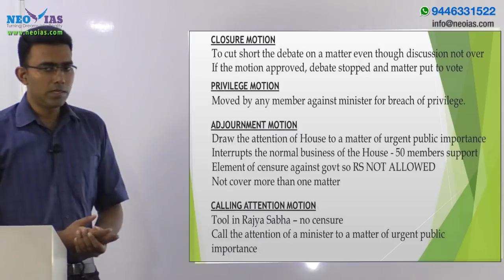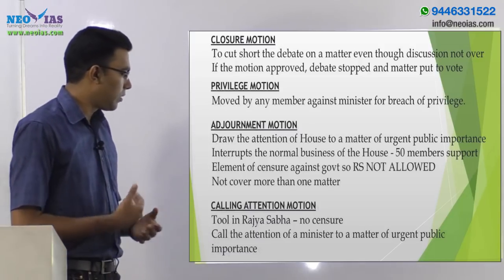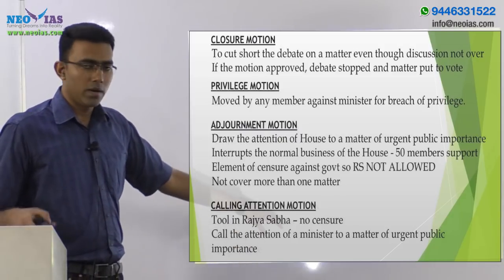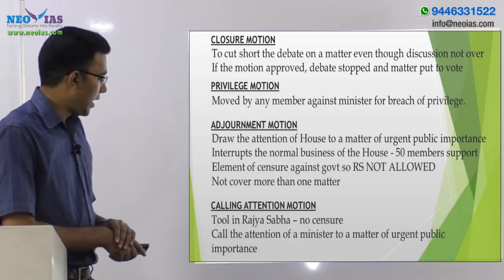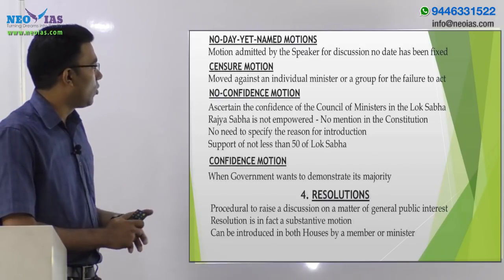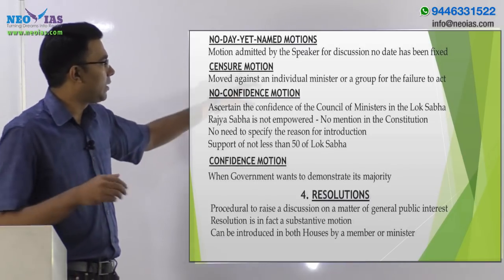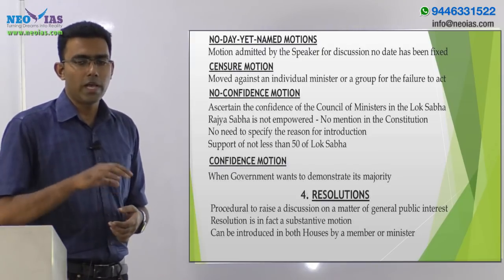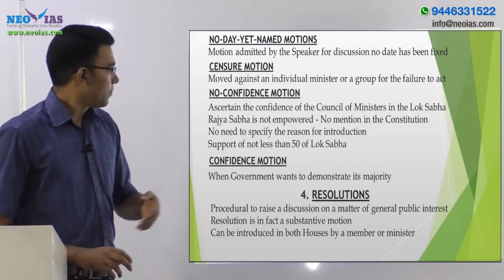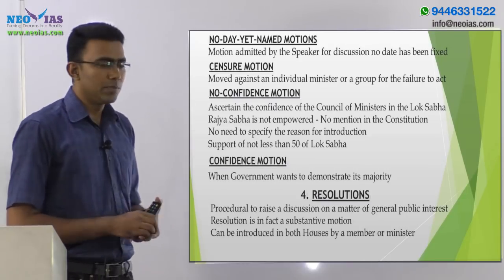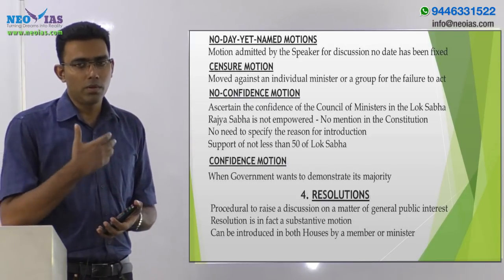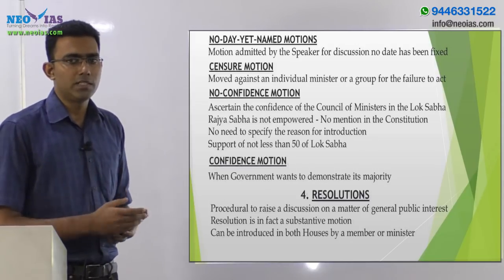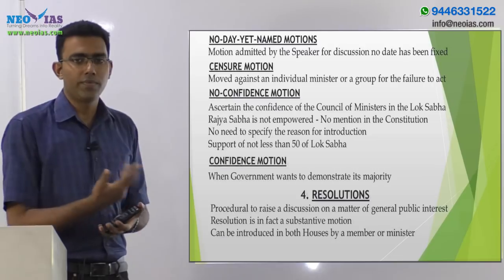And the next is calling attention motion. It is used to call the attention of a minister to an important, urgent public matter. And the next is the not yet named motion, wherein the motion is admitted by the Speaker for discussion, but at the same time no date has been given for that particular discussion. So next is censure motion. Censure motion is moved by an individual parliamentarian or a group of parliamentarians against an individual minister or a group of ministers if they fail to act.